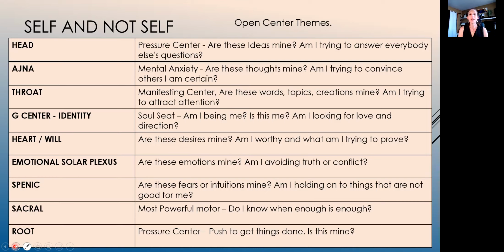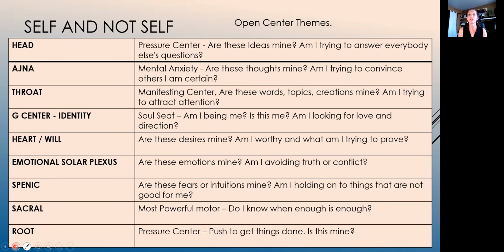So the head is the pressure center, and we get to ask ourselves, are these ideas mine, or am I trying to answer someone else's questions? The ajna is mental anxiety. Are these thoughts mine, and am I trying to figure out other people's thoughts? The throat center is a manifesting center, and our question is, are these words, topics, or creations mine, or am I trying to attract attention?